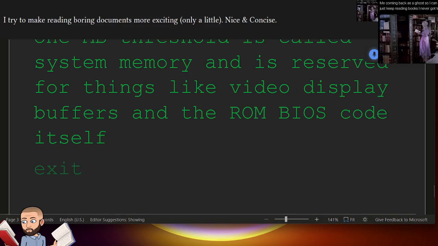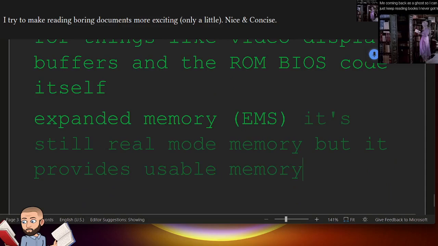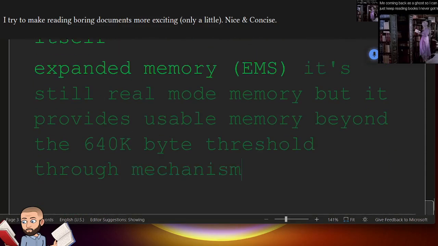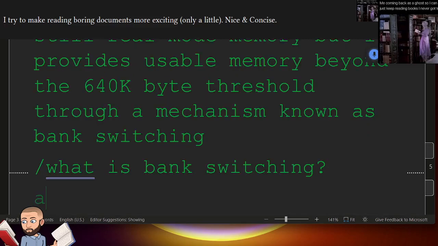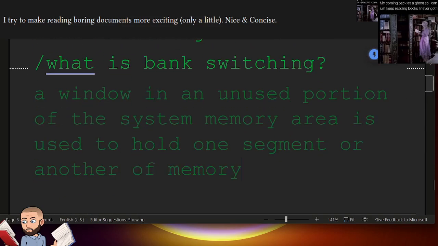Expanded memory is still real mode memory, but it provides usable memory beyond the 640K byte threshold through a mechanism known as bank switching. A window in an unused portion of the system memory area is used to hold one segment or another of memory for an application to use.